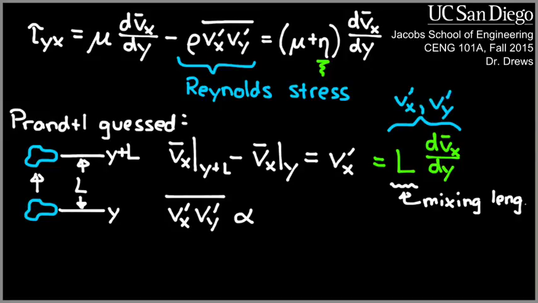Remember, these two values he assumed were correlated, so he picks the same functional form, which is this mixing length times a velocity gradient. He says, well, if I multiply those two together and time average them, I should get something that looks like just that term squared. So he ends up saying, I think it should look like L squared times dvx bar over dy squared. I just get one term from each one. That was one of his assumptions.